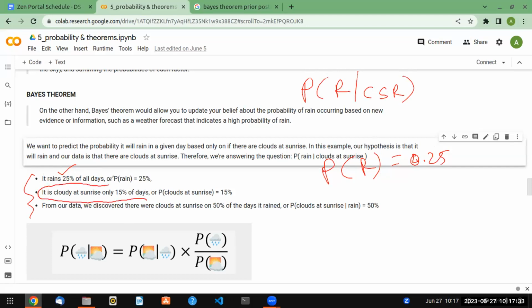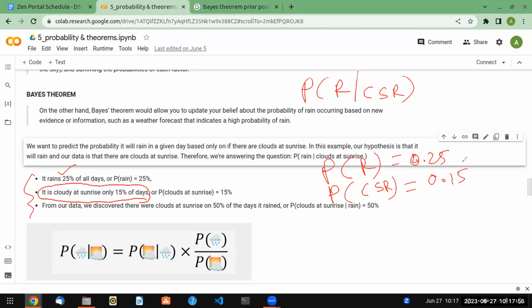Try to understand this one. Here the logical part starts. It is cloudy at sunrise only 50% of days. What does that mean? The probability of CSR is given to you. That is 0.15. So it is a direct probability.